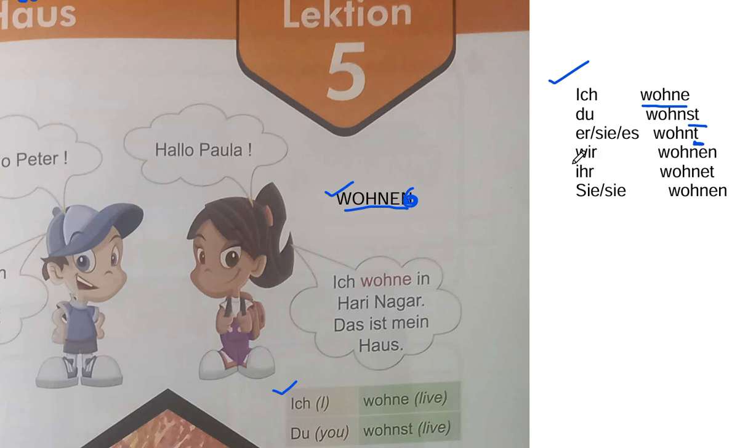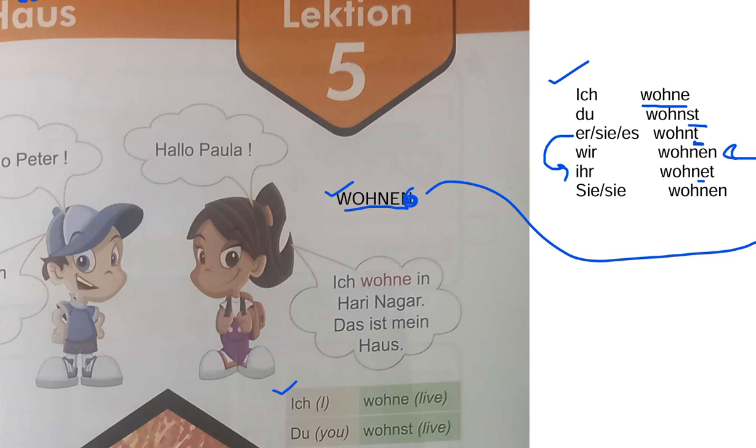Whenever you're talking about wir, like we live, then you simply take wohnen and put wohnen as it is over here. If you're talking about ihr, like you all, then you'll use wohnt. Remember, basically, er, sie, es is wohnt, simply add an e over here, so it will become wohnt. And when you're talking about Sie with a capital S or sie with a small s, then you simply have to write the main verb, which is wohnen, like wir. Wir and sie, it's the same.